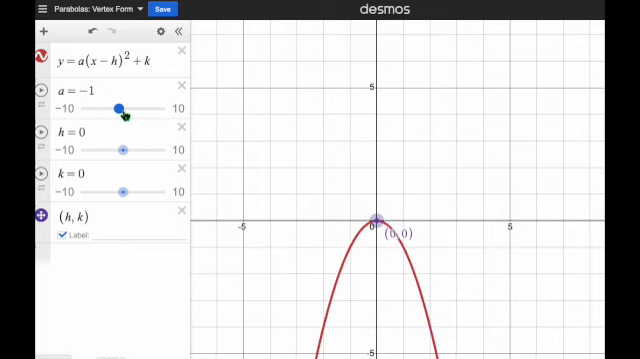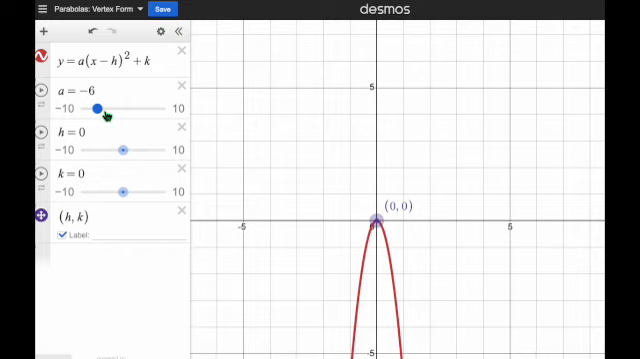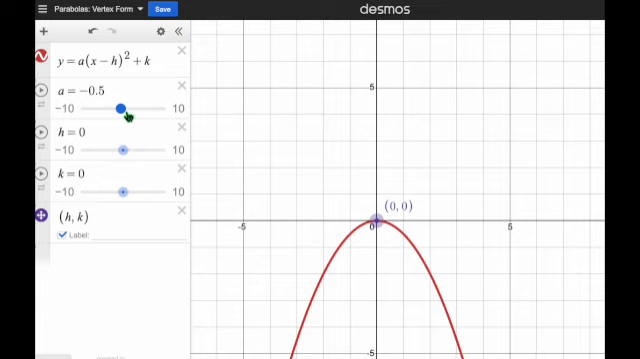I'm going to make it go negative. What? It's opening down. So anytime a is a negative number, it's going to open down. If I get it farther and farther away from 0, like negative 6, it's going to be vertically stretched. And if I make it almost, not quite 0, but maybe negative 0.5, you'll notice it's getting vertically compressed or widening up.